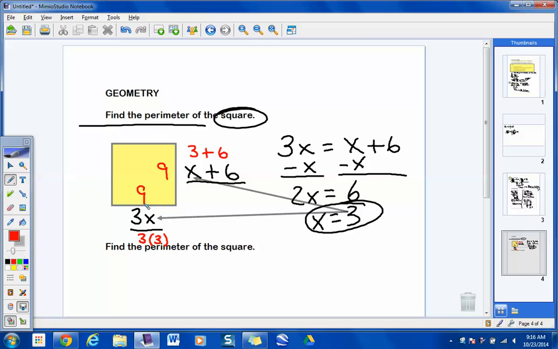If all the sides are 9, how are you going to find the perimeter? You could take 9 times what? 4, or I could add up 9 four times, couldn't I? So in this case, my perimeter would be each length of 9 times 4, which is what value again? 36. Okay. All right.